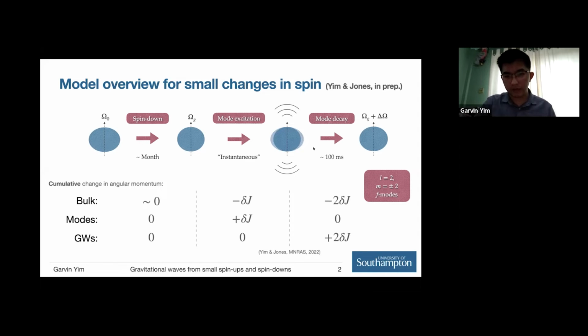Finally, during the mode decay, one might initially think that only delta J can be emitted as gravitational waves, as that's how much is in the modes. But through careful calculation that was detailed in our earlier paper this year, we found that 2 delta J of angular momentum is radiated as gravitational waves. And so there's an extra minus delta J that the bulk gains. The net effect of the excitation and decay of a mode is that 2 delta J of angular momentum is emitted as gravitational waves, and the bulk changes angular momentum by minus 2 delta J. Delta J can be positive or negative depending on the sign of M, on whether it's retrograde or prograde.